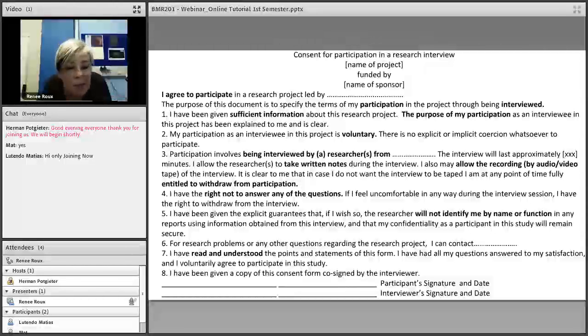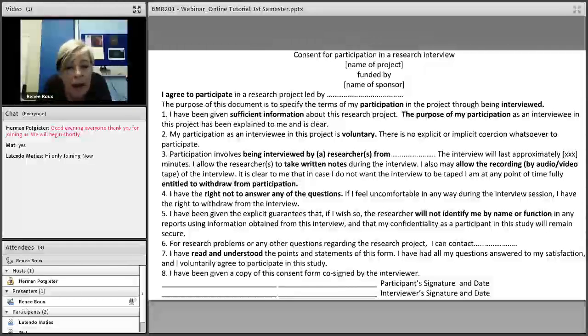Then the name of the sponsor. If you want to reveal who the sponsor is, let's say it's Volkswagen, or you can say a major car manufacturer. And then it's, I agree to participate in the research project led by, and this is usually the research company's name. And the purpose of the document is to specify the terms of the participation.